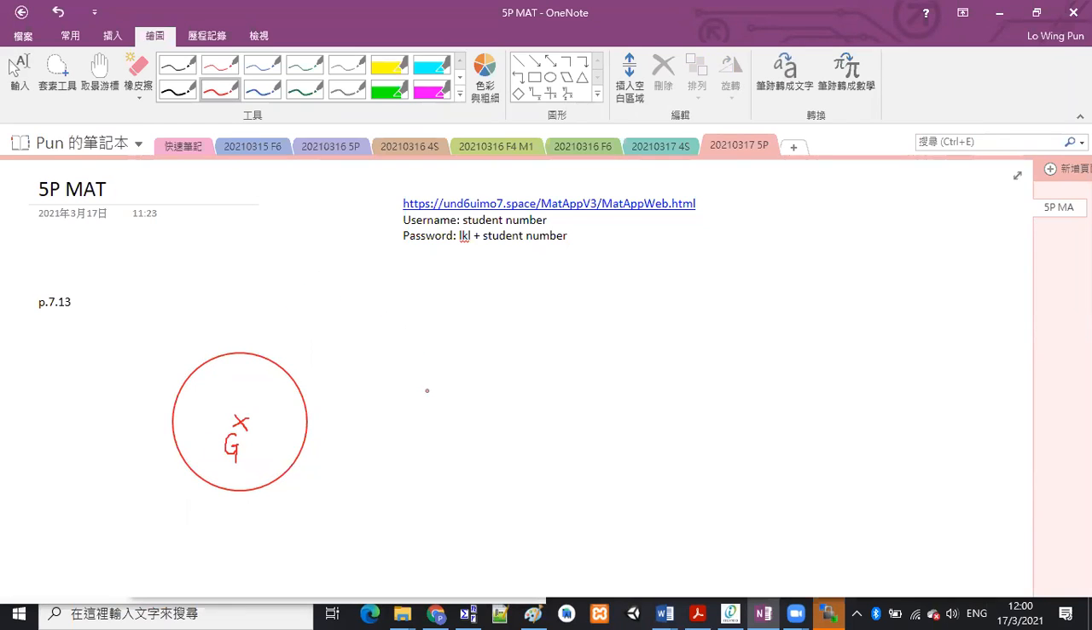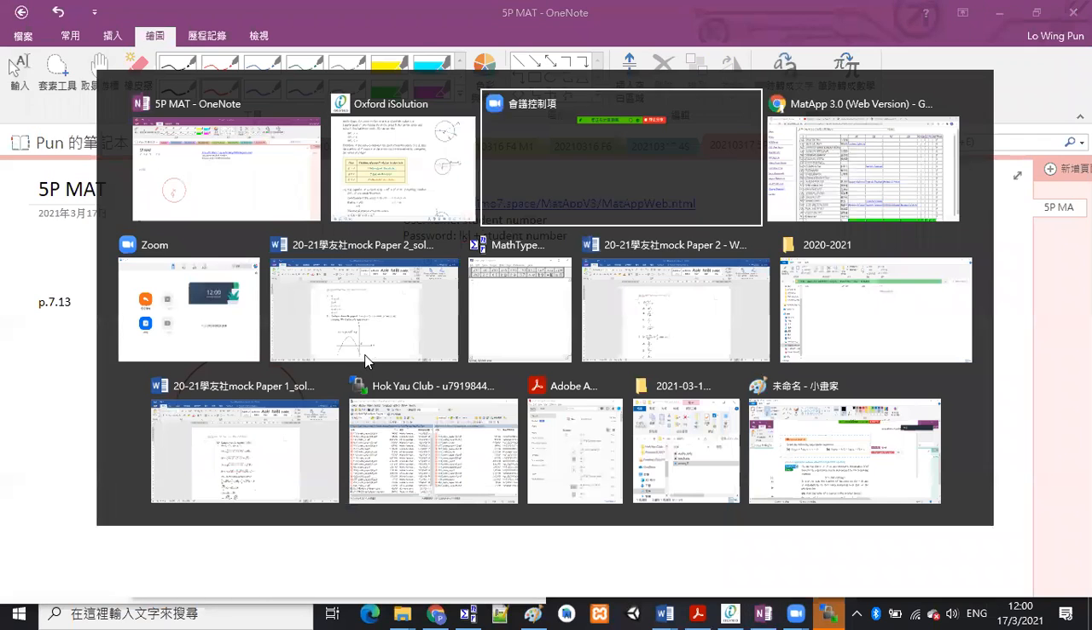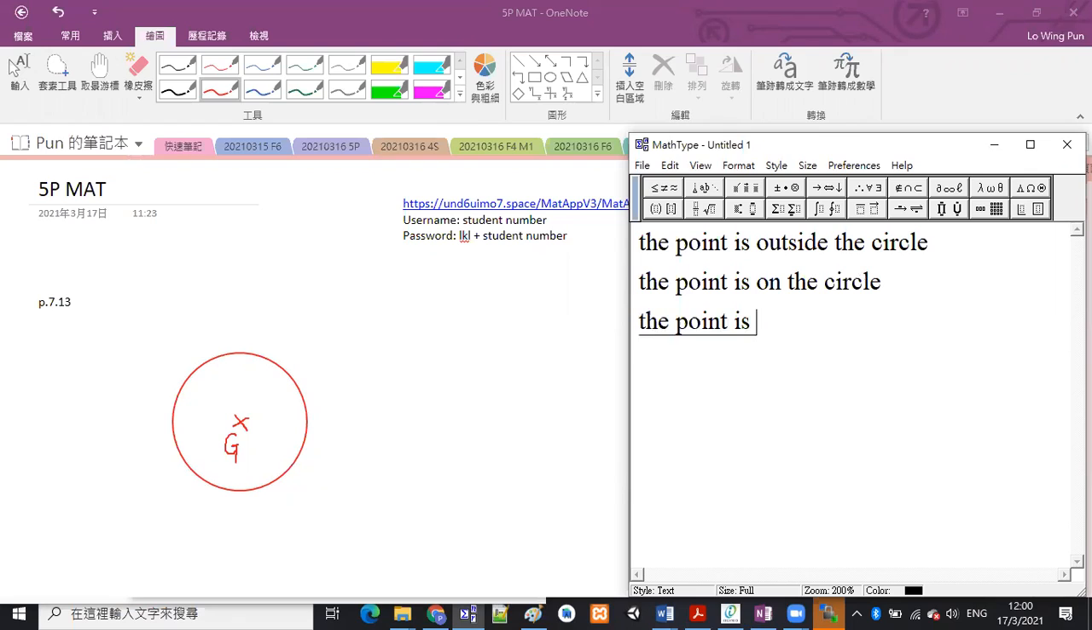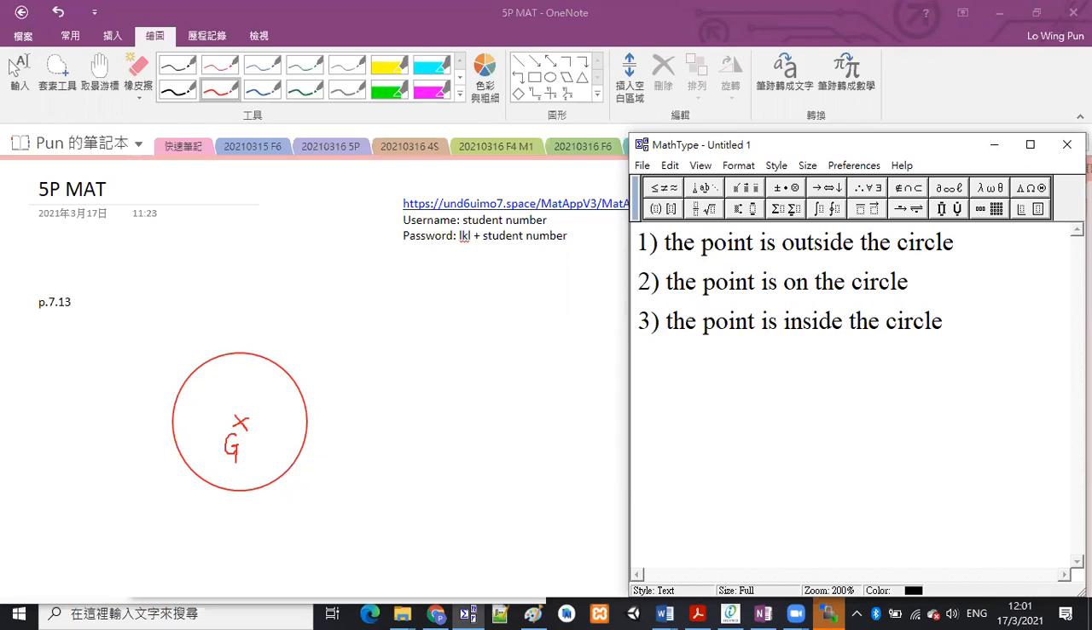Okay, and then if I have a point, where I have the coordinates of the point, and I need to know whether the point is outside the circle, or the point is on the circle, or the point is inside the circle. Okay, so there will be 3 different cases. Case 1, case 2, and case 3.